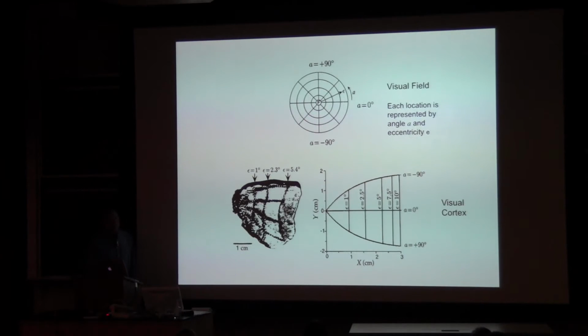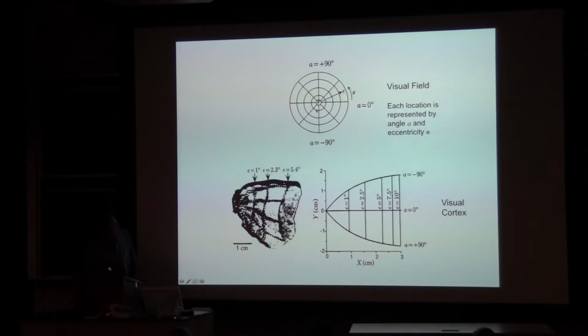Look at the relationship more closely, where the transformation looks like this. These lines here are the polar coordinate system. The radius is called eccentricity, right? This is 1 degree from the center, 2.3 degrees, 5.4 degrees, and so on. These three lines in the cortex correspond, in the polar coordinate system, to semicircles. Now they look almost like parallel lines.